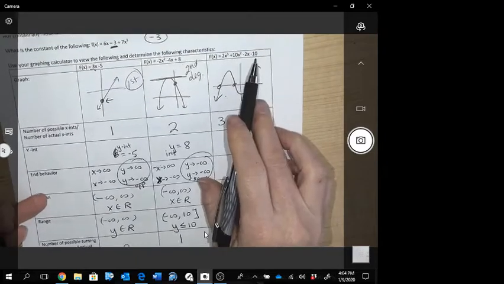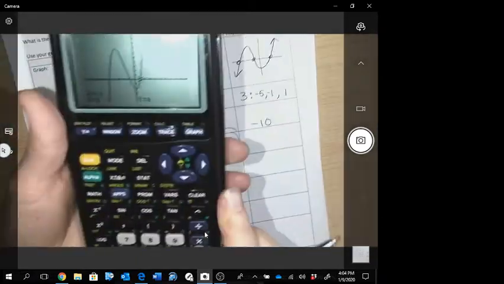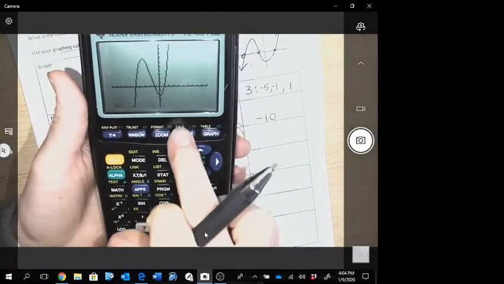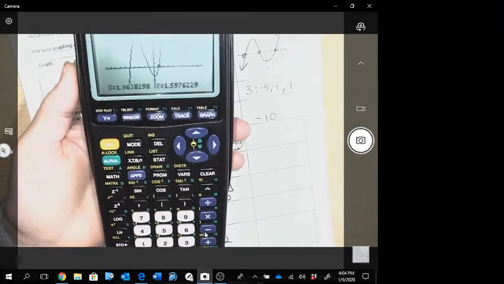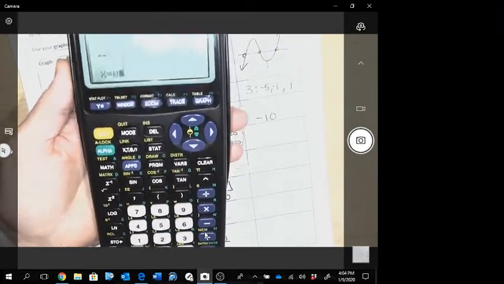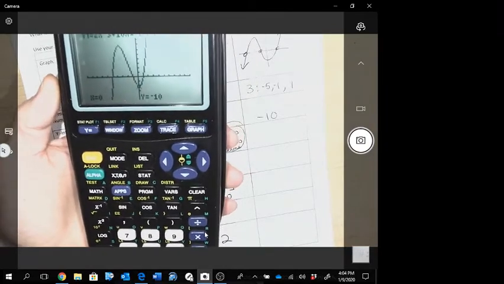Y-intercept, again, it's just your constant term, so -10. If you really want to find it on here, if you just have your trace on your mouse going, you can just hit any x value. So if I hit 0, so I just hit 0, enter, look at where it goes.